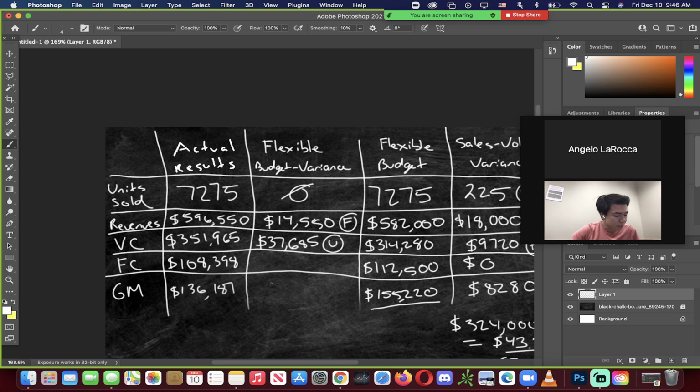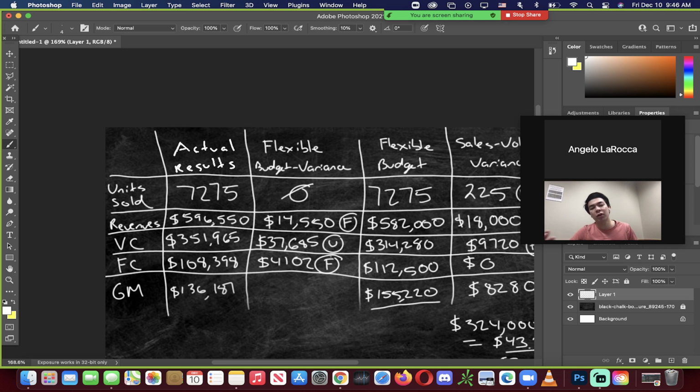So we're just gonna do 112,500 minus 108,398 and get 4102, and that's gonna be favorable, right? Because our fixed costs decreased. They were lower than we actually expected, right? That's awesome. We're saving money, right?